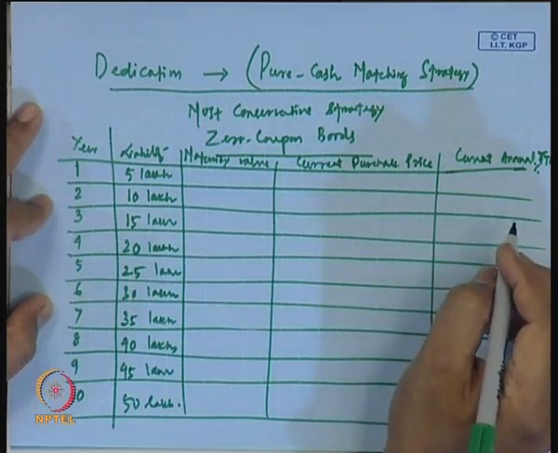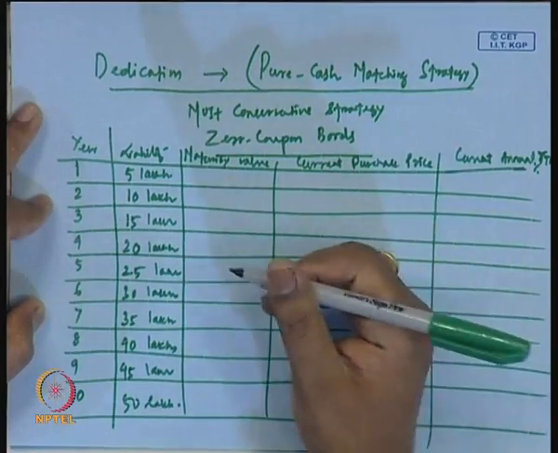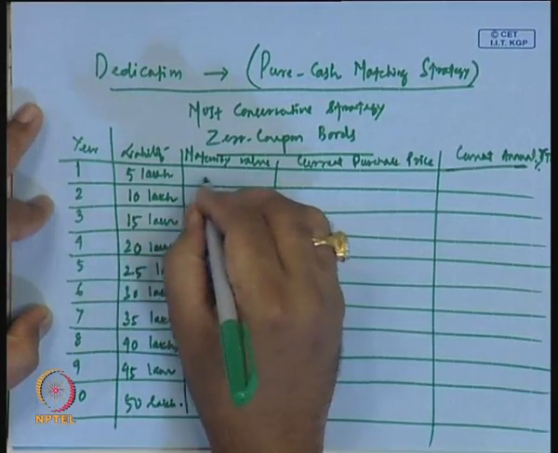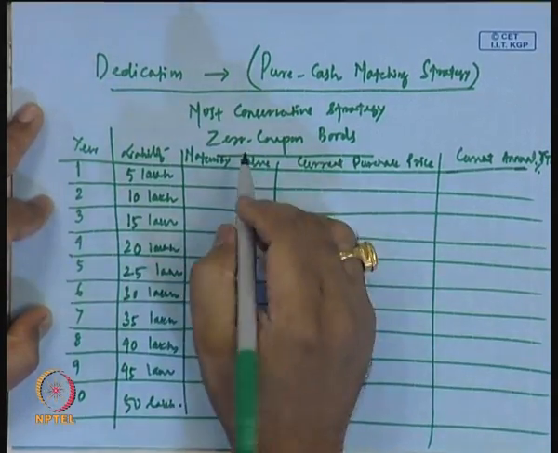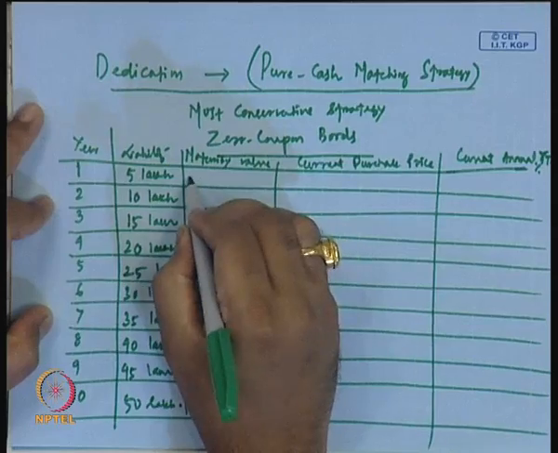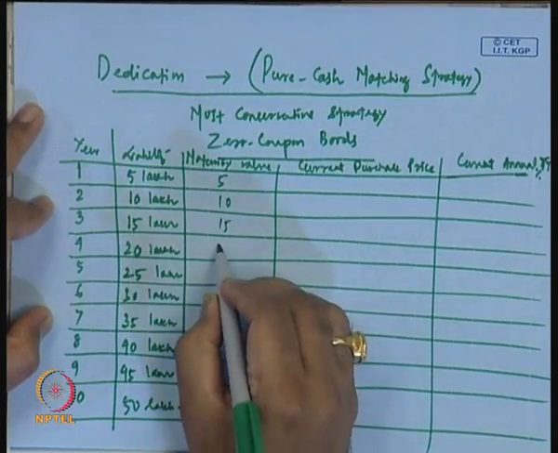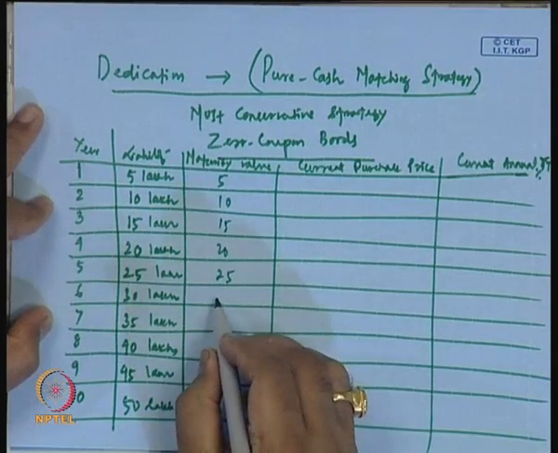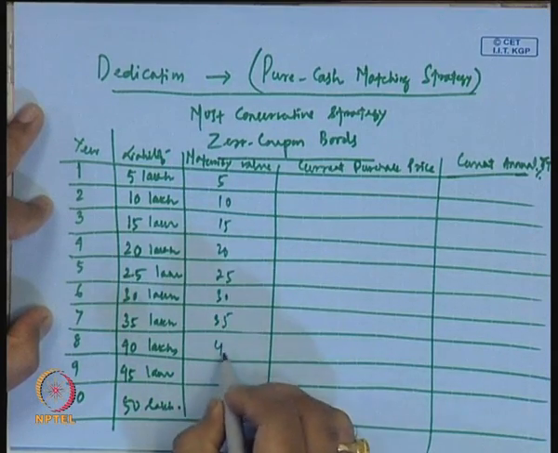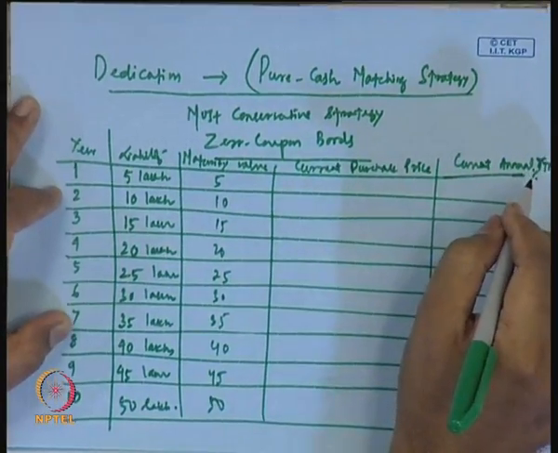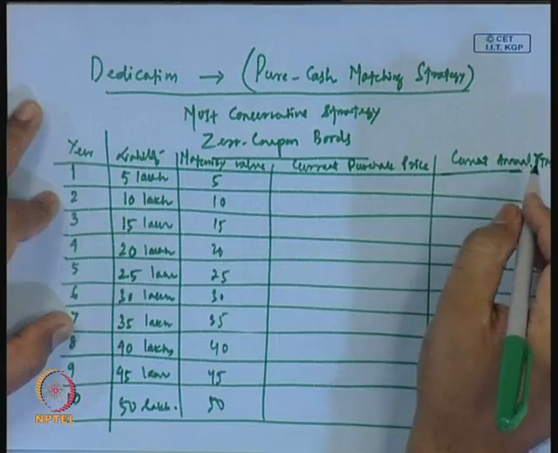In this case, the maturity value after 1 year is the same amount, same as your liability, like your 5, 10, 15, 20, 25, 30, 35, 40, 45, 50, because this is a zero coupon bond. Then what should be the current purchase price?